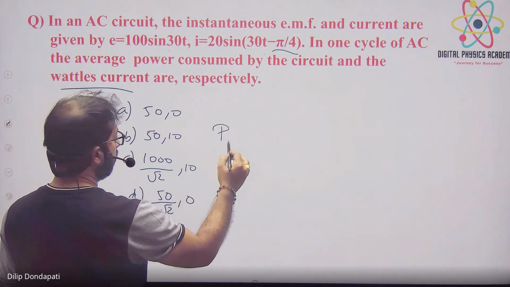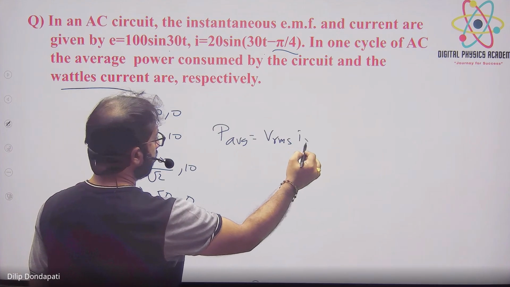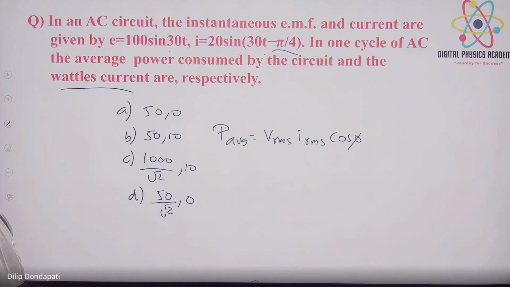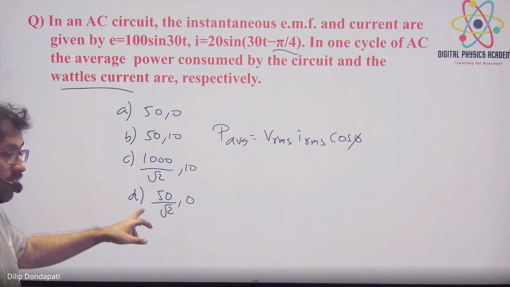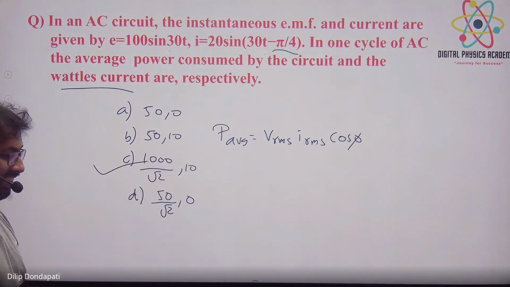So average power is VRMS, IRMS into cos phi. Yes, correct. So the answer is C.